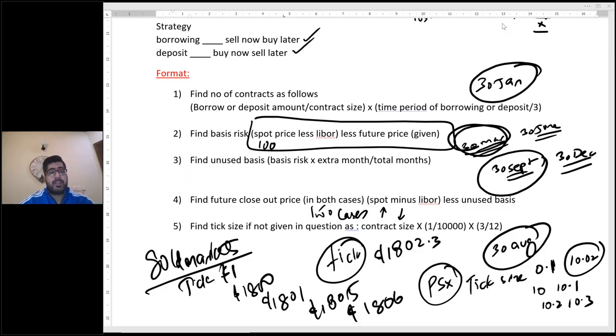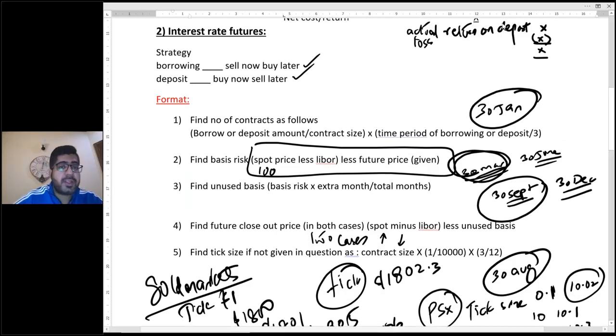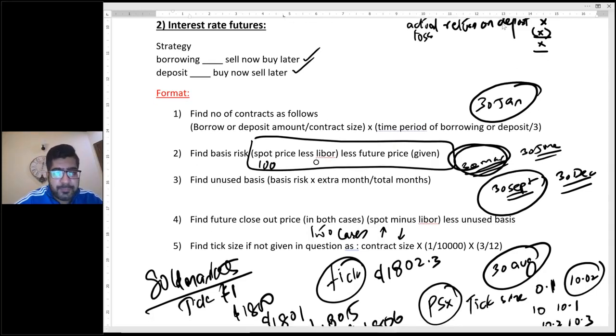Okay. So in interest rate futures, the strategy of borrowing is sell now, buy later; of deposit is buy now, sell later. Number of contracts is easy. Basis risk is easy: spot less LIBOR, less futures price, that's given. Then unused basis, that you only get contracts for 30th March, 30th June, 30th September, 30th December. Anything extra, that means you have to take for extra months in mid months. Then future closer price in both cases, increase or decrease, then tick if it's not given in the question.